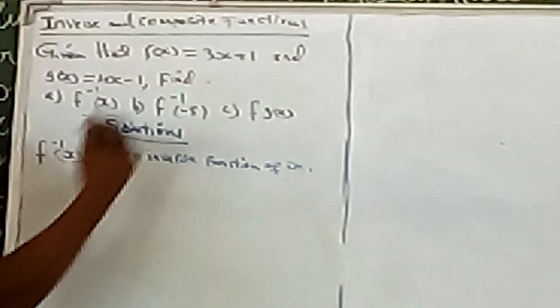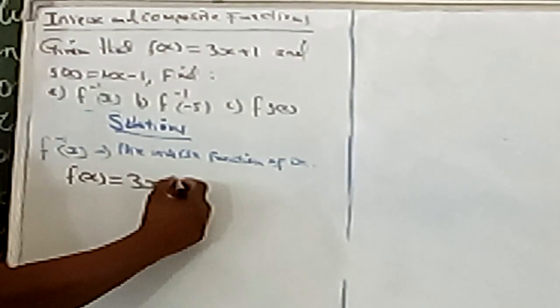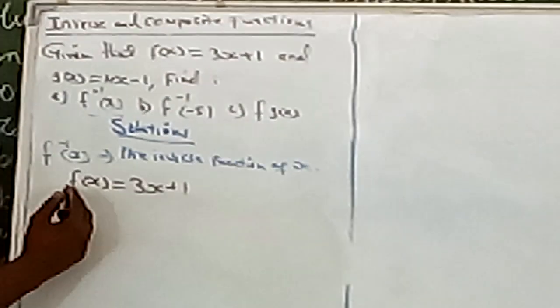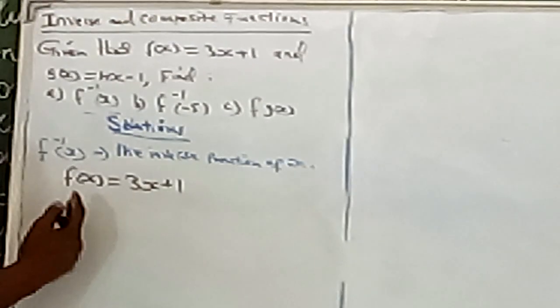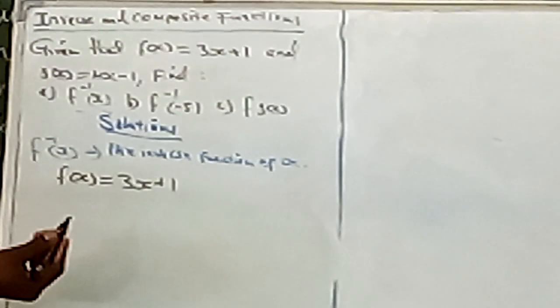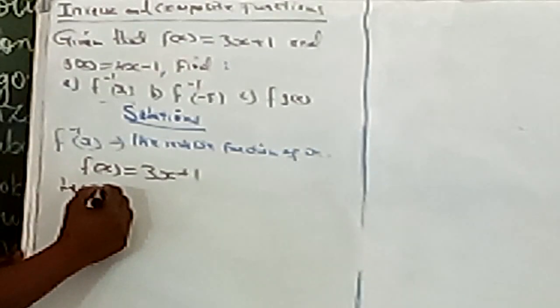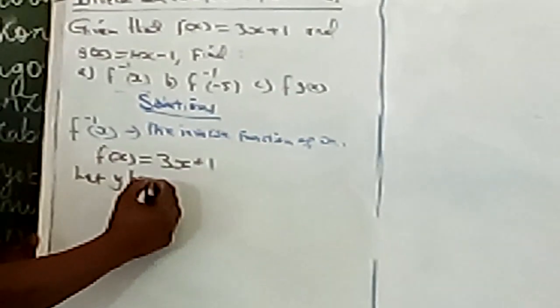Now let's see how we go about this particular question. It's quite simple. First, identify the question. The function under review is this function here. So write f of x equals 3x plus 1. Once you do this, while there is f of x, we're going to replace it with any letter of our choice, but mostly we use y. So we say let y be f of x. Take note.